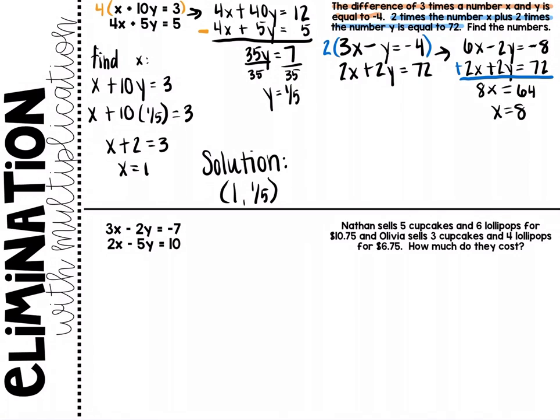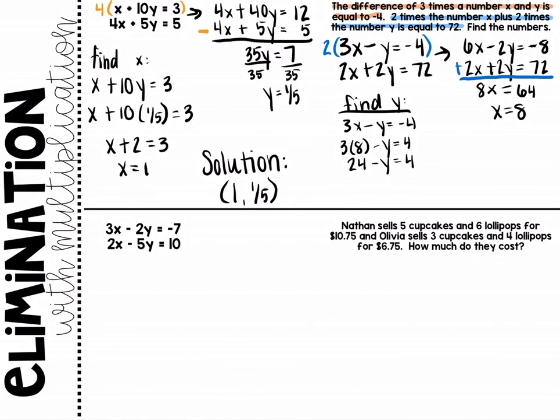Okay, so we found x has to be 8. So one of the numbers has to be 8. And then we want to find y. Again, you can use any of the 3 equations. You can use the 2 originals or the one you multiplied to get. So I have 3x minus y equals -4. So 3 times 8 minus y equals -4. So 24 minus y equals -4.